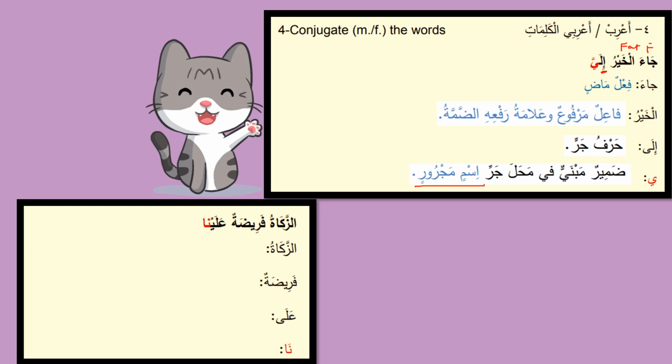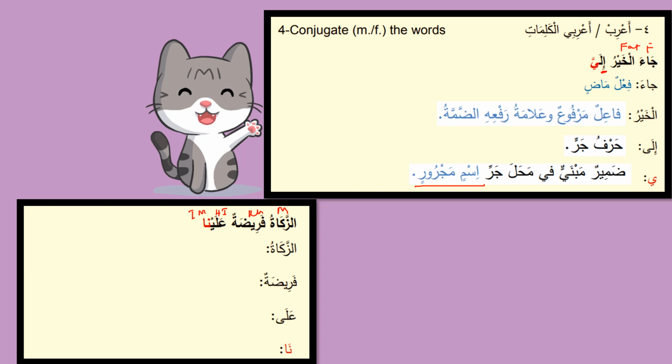So the next one is az-zakatu faridatun alayna. Az-zakah is one of the pillars of Islam. Faridah means made obligatory. Alayna, on us. So az-zakat, now this is our jumla ismiya. So we start with mubtada, khabar and harf jar, and what will be is majroor. So let's do the Arab.